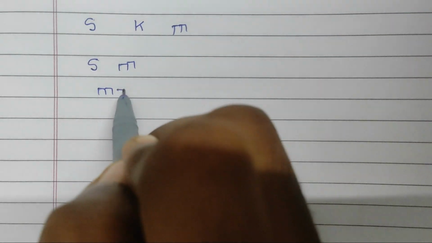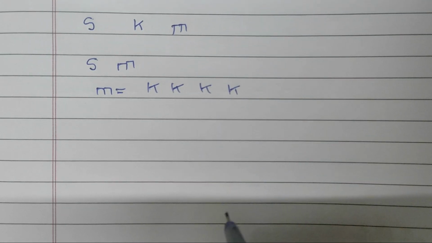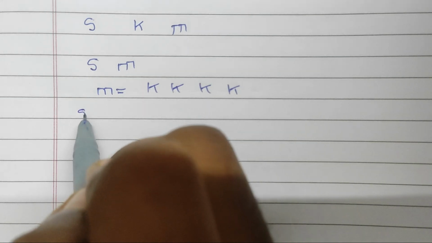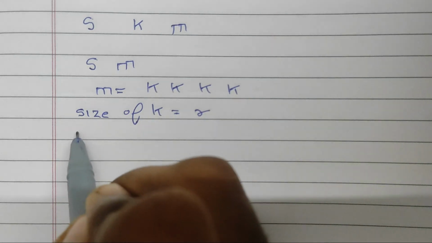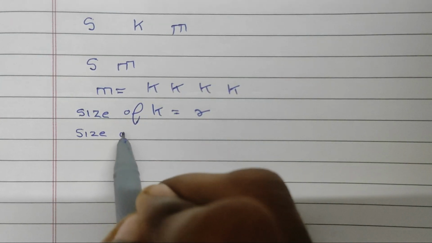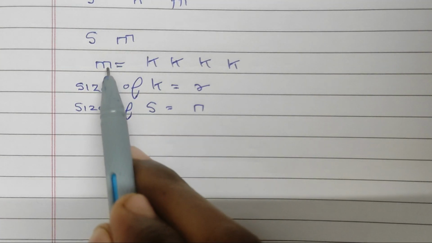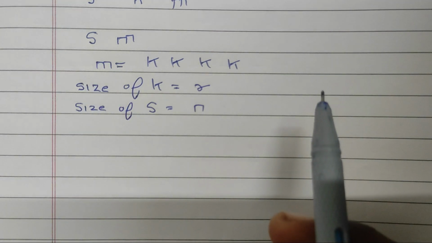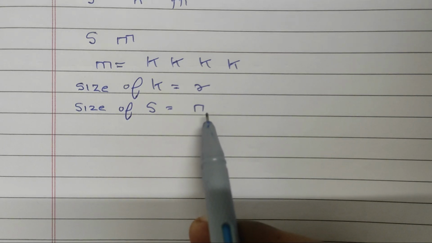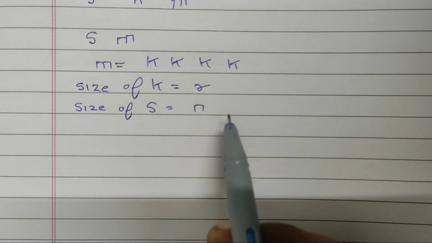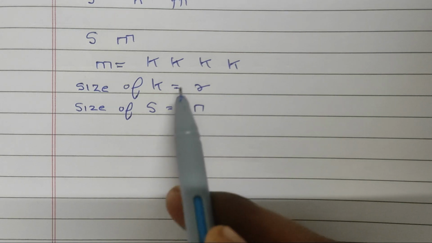M will be formed by repeating K some number of times. Let's suppose the size of K is equal to R, and let us say the size of S is equal to N. Now from this observation, and the size of M should be equal to the size of string S, we can see that R should be a factor of N, otherwise it won't be possible to form a string of size N by repeating multiple times.